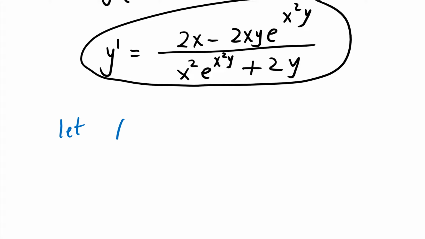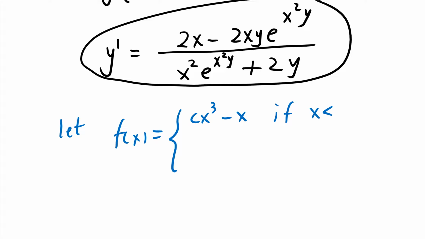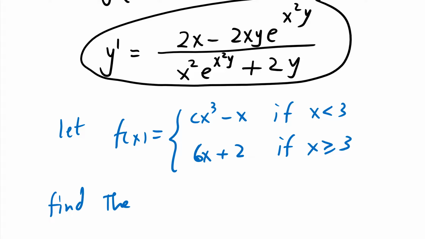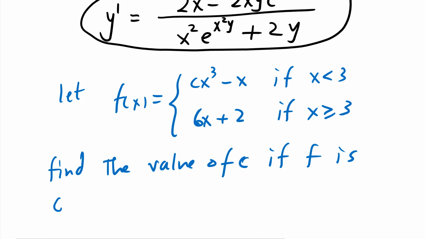Let f of x be a piecewise function: c x cubed minus x, if x is less than 3, or 6x plus 2 if x is bigger than or equal to 3. Find the value of c if f is continuous. Continuous means continuous everywhere.